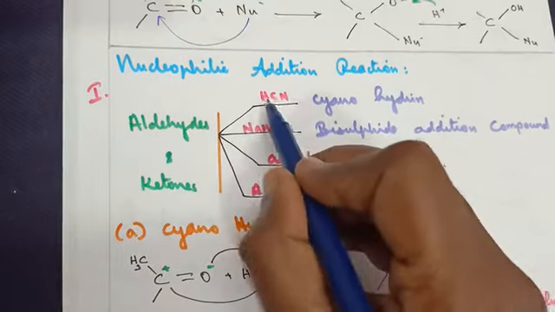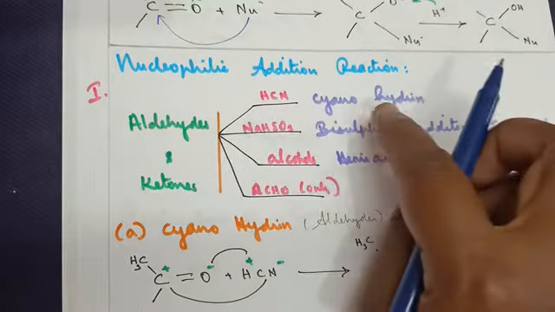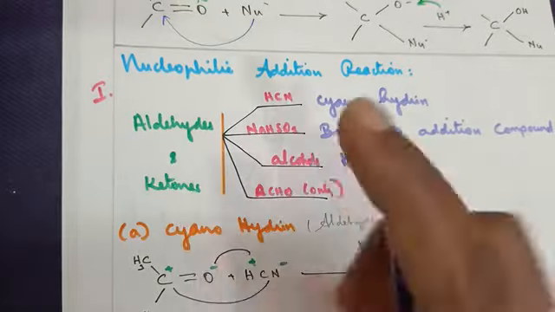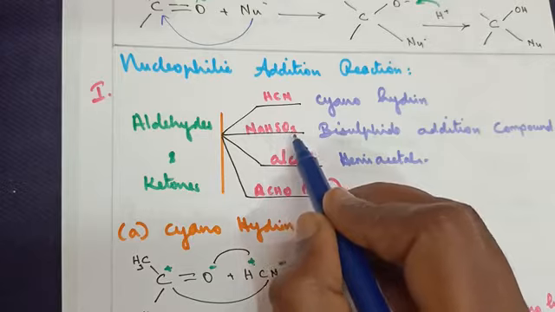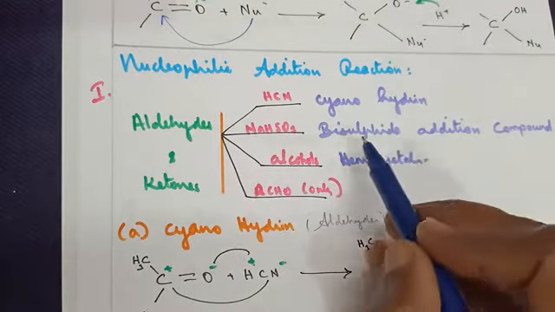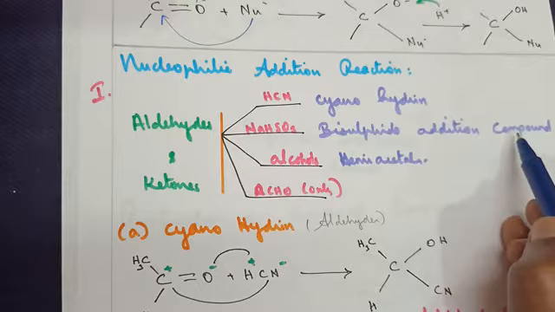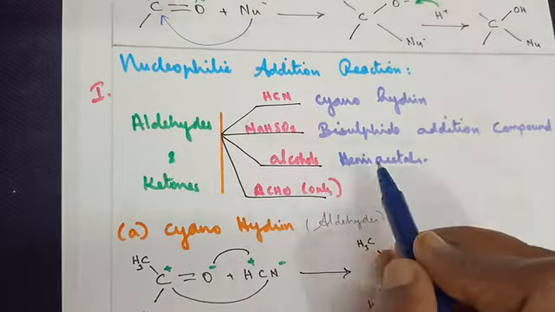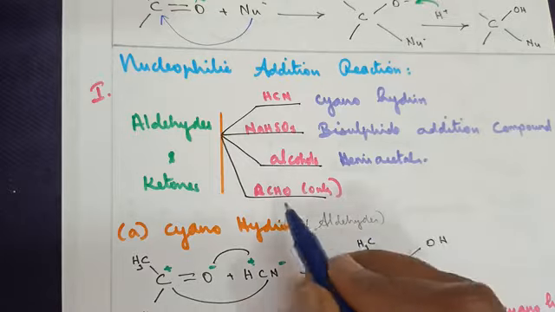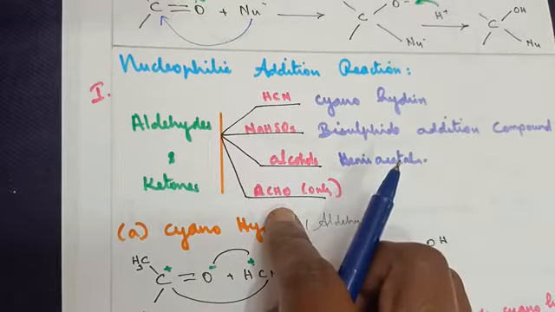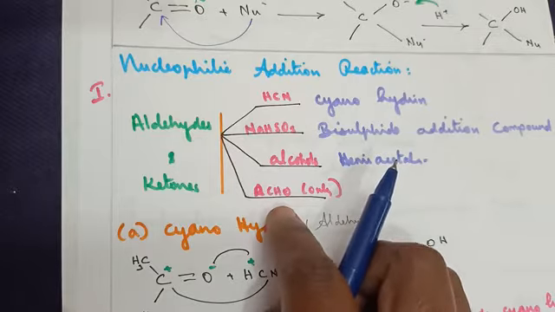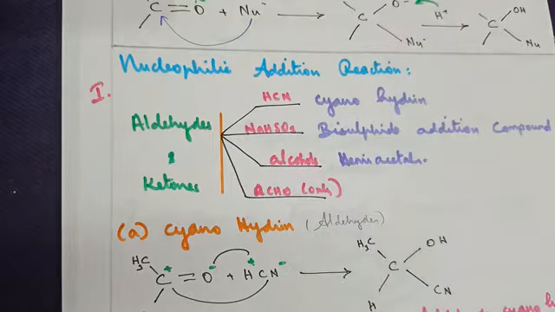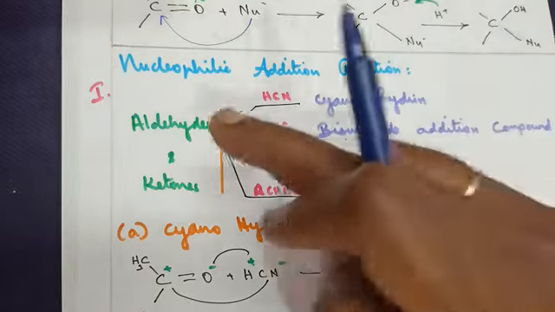Aldehyde or a ketone, when we treat with HCN, we get the final product to be cyanohydrin. Aldehyde or a ketone, when you treat with NaHSO3, that is sodium bisulfite, we get bisulfite addition compound or an adduct. Aldehyde or ketone, when you treat with alcohols, we get hemiacetals. And one more chemical property is only suitable for an aldehyde. I will tell you as I proceed through the lesson. So this is the key concept for you all.